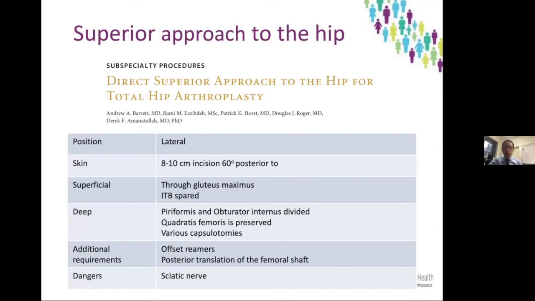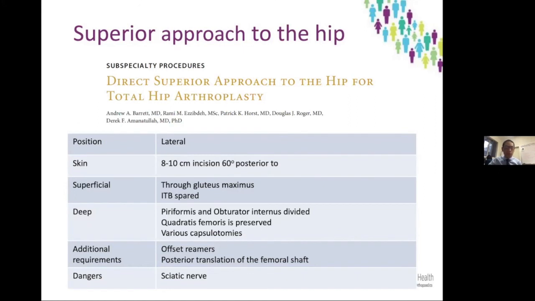Position is lateral, just like a posterior approach. The incision is about 8 to 10 centimeters at a 60-degree angle posterior to the line of the femur, commencing inferiorly at the GT and not drifting inferiorly to the top of the GT. Superficially to the fascia, it's through gluteus maximus and the ITB is spared.